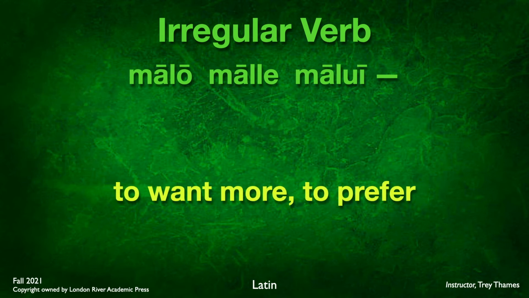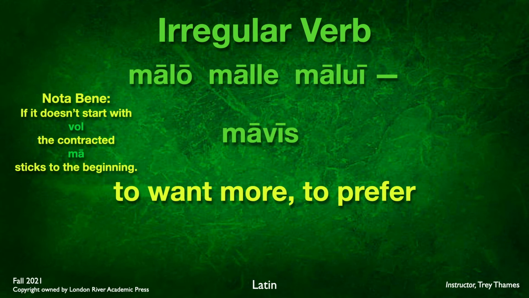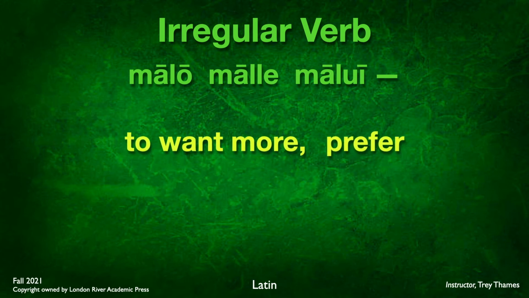Now, the three forms, first singular, first plural, third plural, are all going to form that way. But for the other three that are part of this pattern, nota bene, if it's not starting with VOL, second and third singular, second plural, then we're just simply going to stick the contracted ma to the beginning of this word, and it's not going to actually contract together with it. And so you're going to end up with mavis. Let's look at this in a chart to see what this looks like.